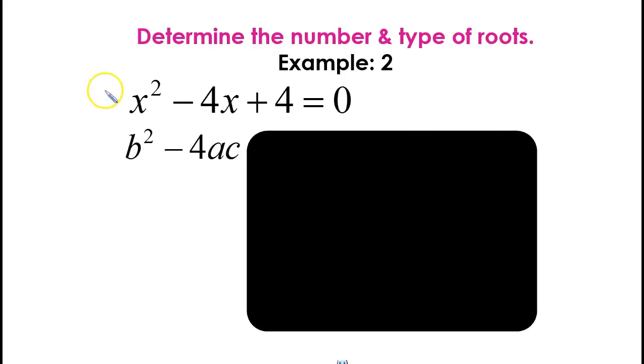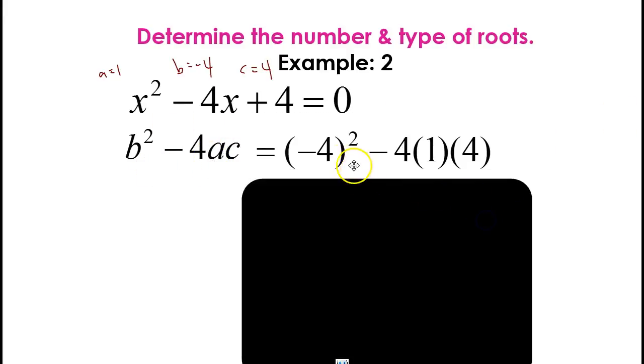Again, this is already in ax squared plus bx plus c equals 0 form. There's nothing on the right side. It's in descending order over here. So we'd say a is 1, b is -4, and c is 4. And we would take those numbers that represent a, b, and c, and plug them into the discriminant formula. And once we do that, we get (-4) squared. Again, remember your parentheses, because it's a negative b, it needs to be in parentheses, minus 4 times a, which is 1, times c, which is 4.